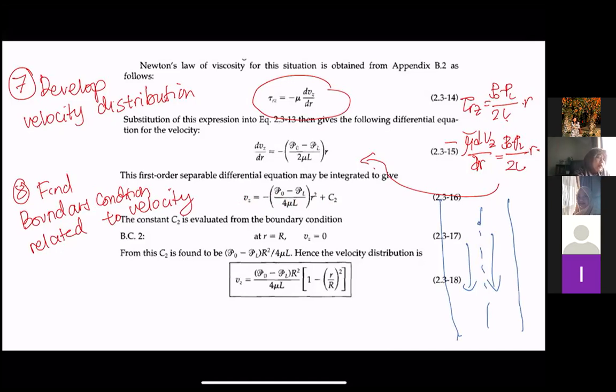This is r equal to 0. This is r equal to R. Which value of the velocity do you have in this boundary condition? So which one? The hint is on the wall. Okay, anyone would like to try? Fatia, do you know what is the velocity on the wall?